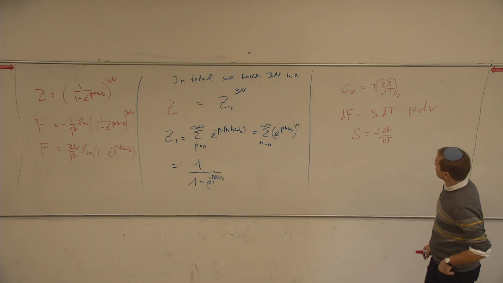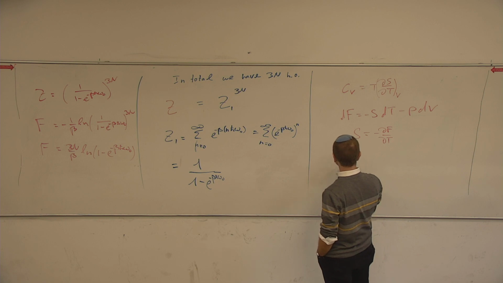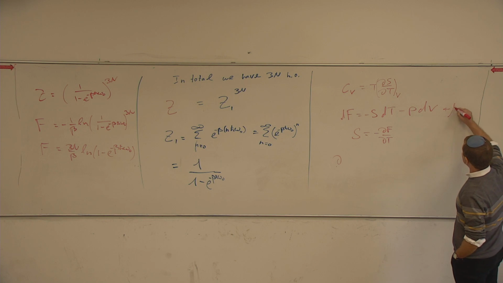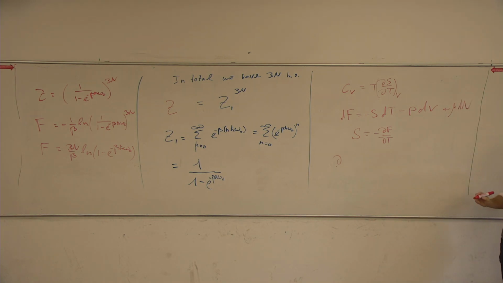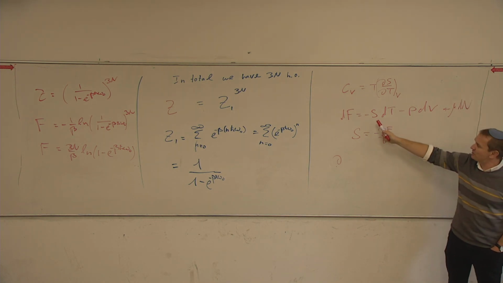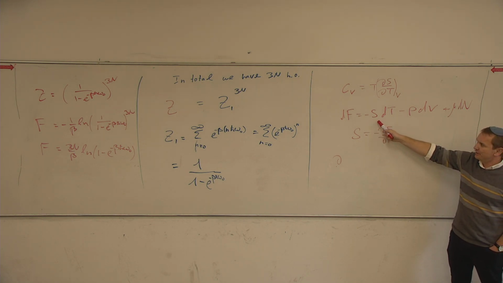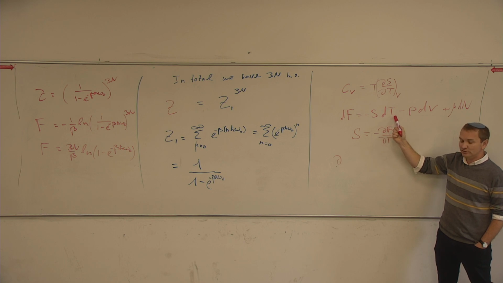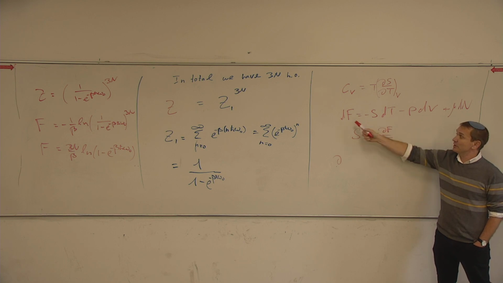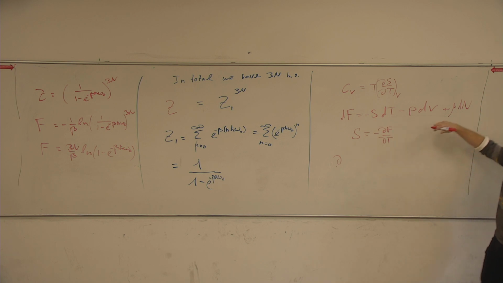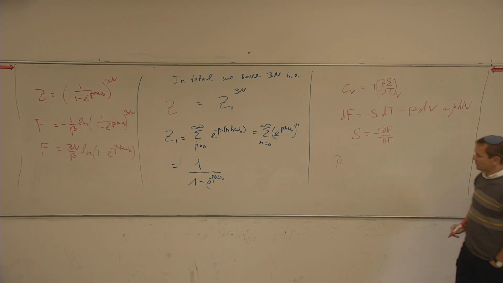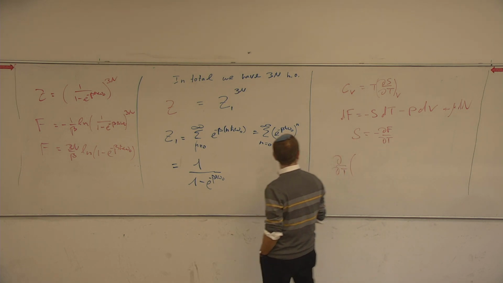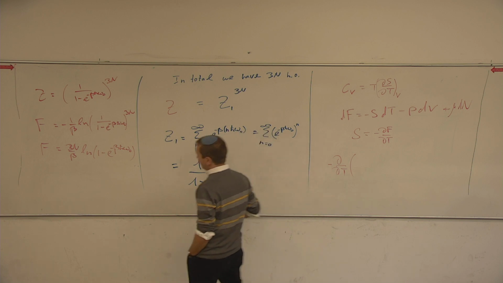Yes, what happened to mu? We don't consider mu dN. But you don't really need it, because the moment you have this expression, you already know that this entropy, because it stands in front of the differential of dT, is simply a derivative of F with respect to T. I don't care whatever else I have here. So we have d/dT of minus whatever stands over here.